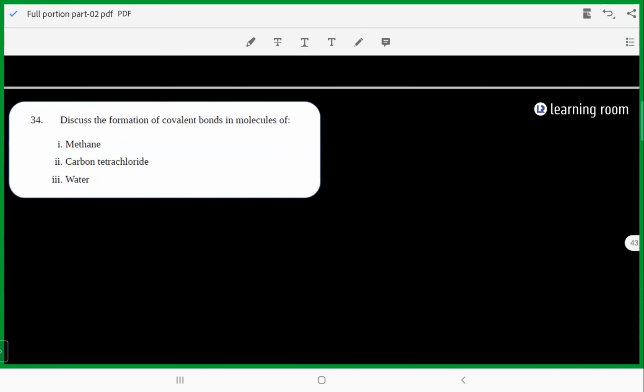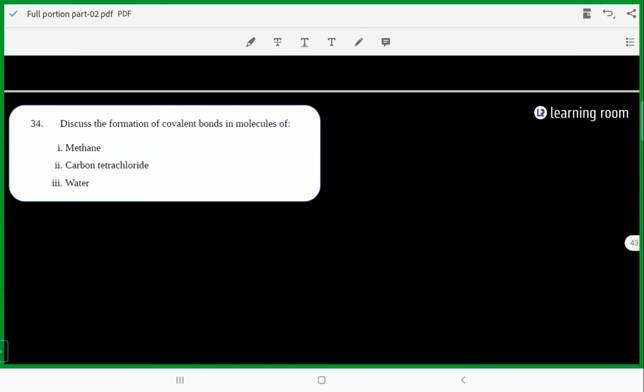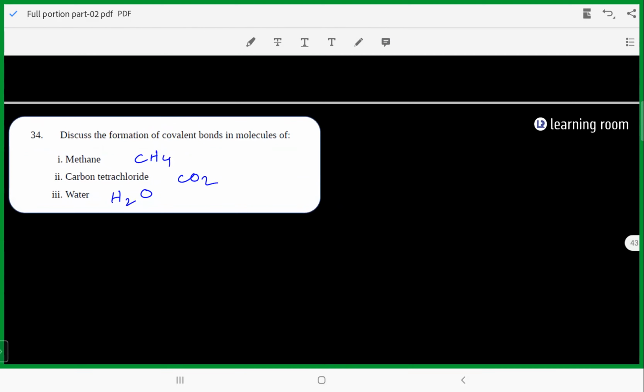Next question. Discuss the formation of covalent bond in the molecules methane, carbon dioxide and water. What is the formula for methane? It is CH4. And carbon dioxide is CO2. And water molecule is H2O. Okay. So first, one by one, we will discuss. What is a covalent bond? A covalent bond is formed by means of mutual sharing of electrons between the atoms. Am I right?